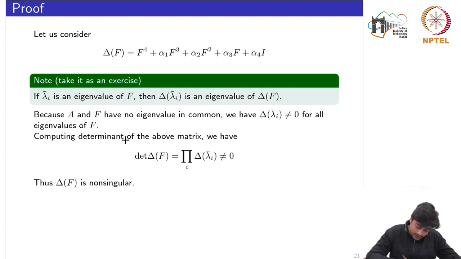Then we compute the determinant of this matrix. We know that determinant of any matrix is the multiplication of all its eigenvalues. The eigenvalues of this delta F is delta of lambda I bar, and the product of this delta of lambda bar I over all I would also not be equal to 0, because each of these is not equal to 0. So this delta F is a non-singular matrix.